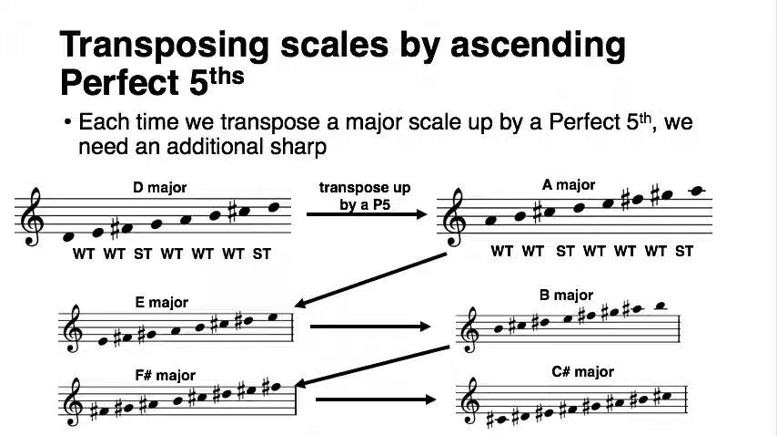If I play all of the scales you see in front of you, you'll notice how they sound the same because of the same intervallic structure, but they're just starting at different notes. D major, A major, E major, B major, F sharp major, and finally C sharp major, in which all notes have a sharp.